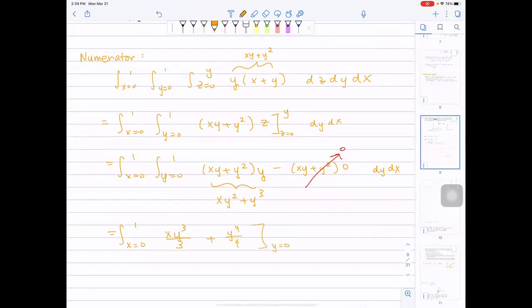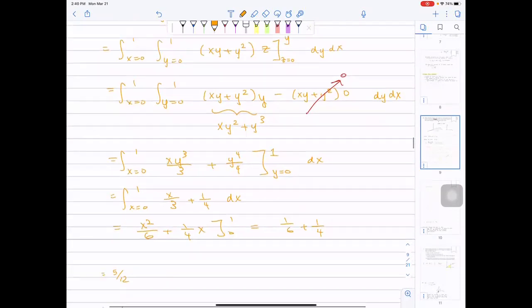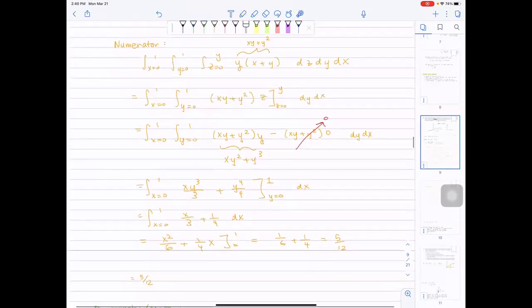And you're integrating, plugging in the bound 0 to 1. So wherever you see a y, you plug in 1. So that gives you x over 3 plus a 4th. And when you plug in 0, it's just all zeros, dx. And so this gives us x squared over 6 plus 1/4 x from 0 to 1, or 1/6 plus 1/4. And that simplifies to 5/12. Any questions on that integration?